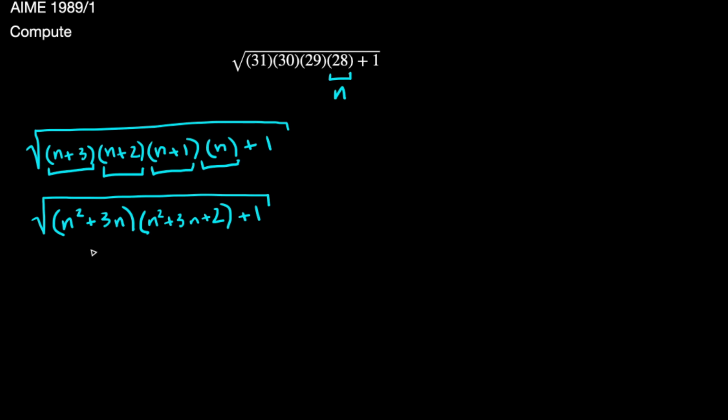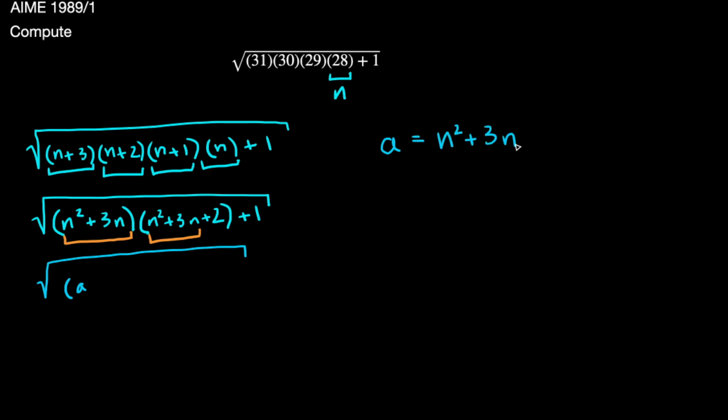Okay, that's nice, but what are we going to do here? Well, now we notice something quite interesting, because n squared plus 3n is in both of these, right? So we have an n squared plus 3n here and an n squared plus 3n here. And what do you want to do when you see something like this? That's right, you want to substitute for that. If we let A equal n squared plus 3n, let's actually write that so we don't forget. So A is equal to n squared plus 3n. And now this gives us A times A plus 2 plus 1.